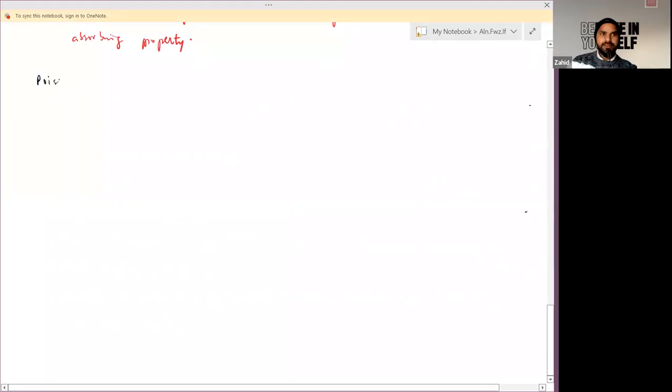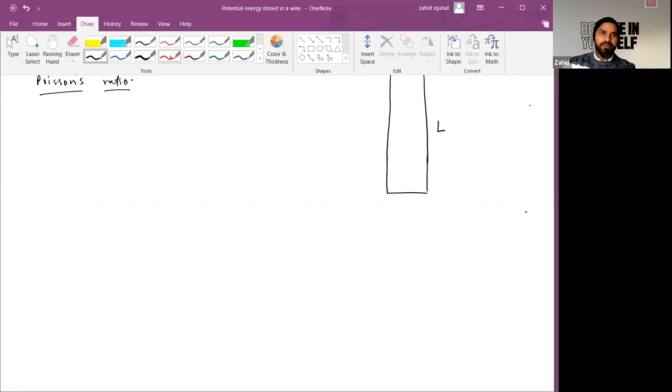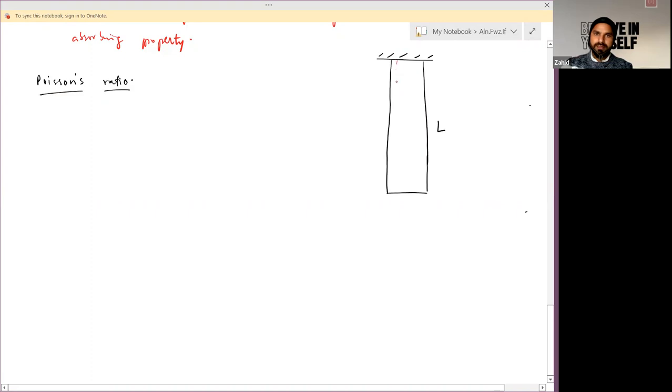Last term of this chapter is Poisson's ratio. Suppose you have support and a body having length L is hanged. So if you apply deforming force on it, so it may deform or elongate like this, but with some contraction, as volume of object should be constant.